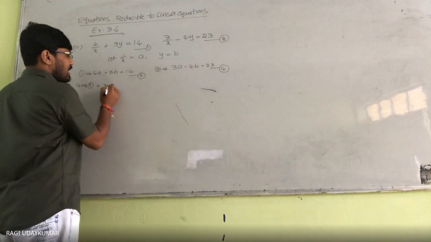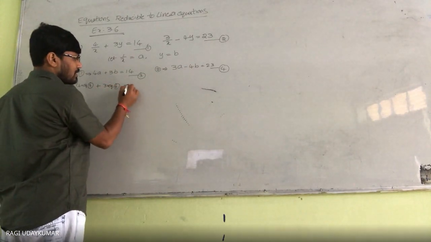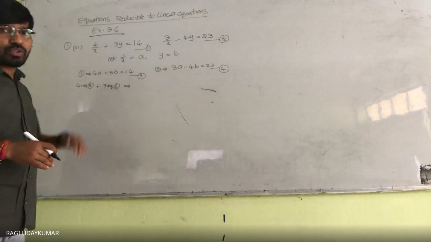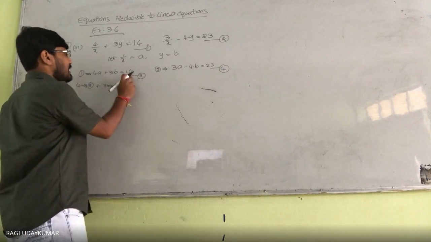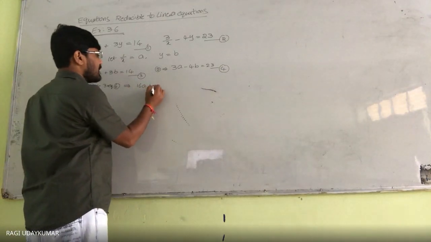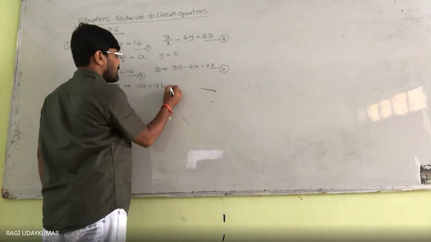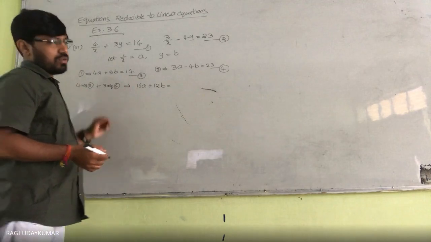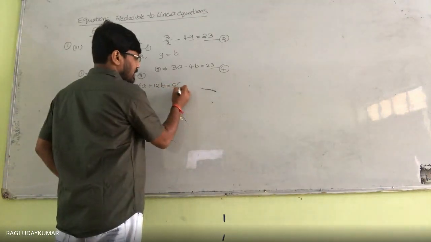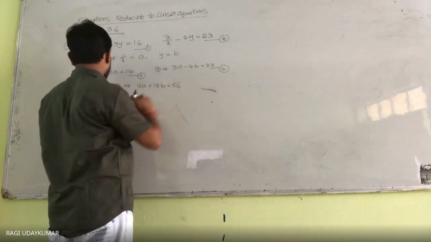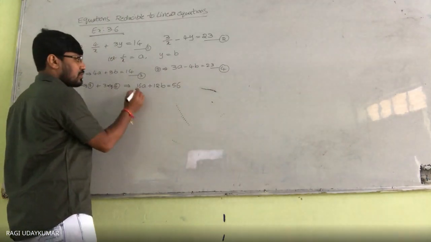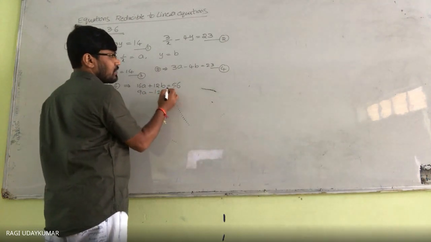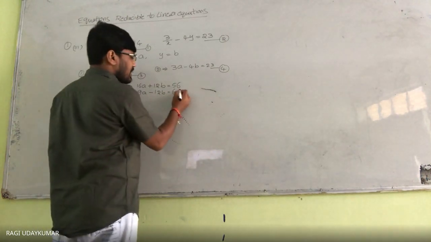And 3 into equation number 4 implies. See the steps and how clearly I am writing. You should also learn to write the steps like that. This equation I am multiplying by 4. 16a plus 12b is equal to 14 into 4, 56. This equation should be multiplied by 3. So 9a minus 12b is equal to 23 into 3, 69.